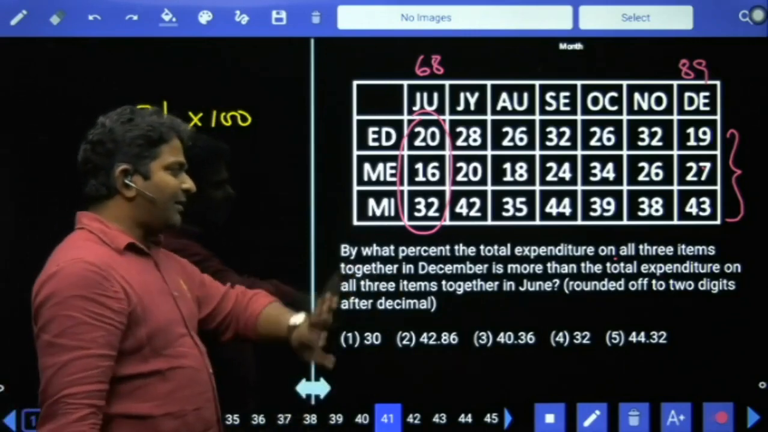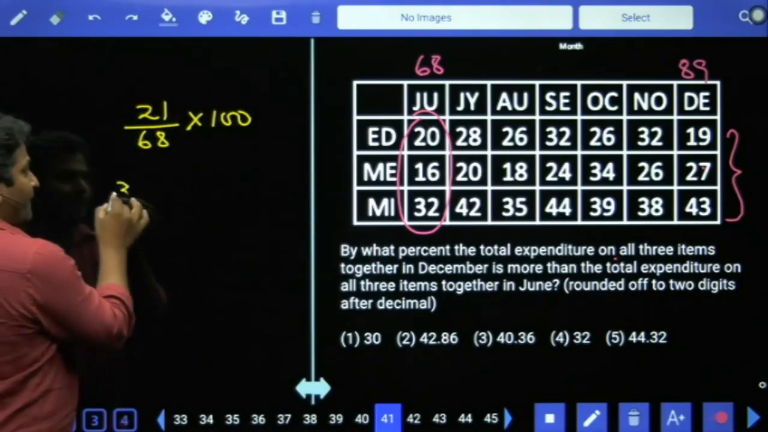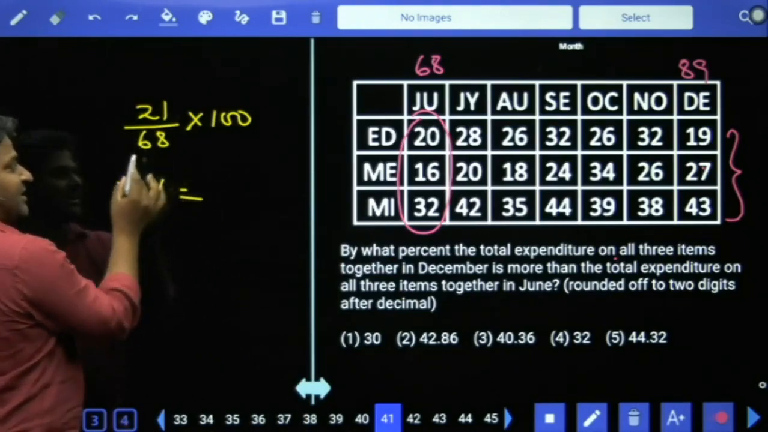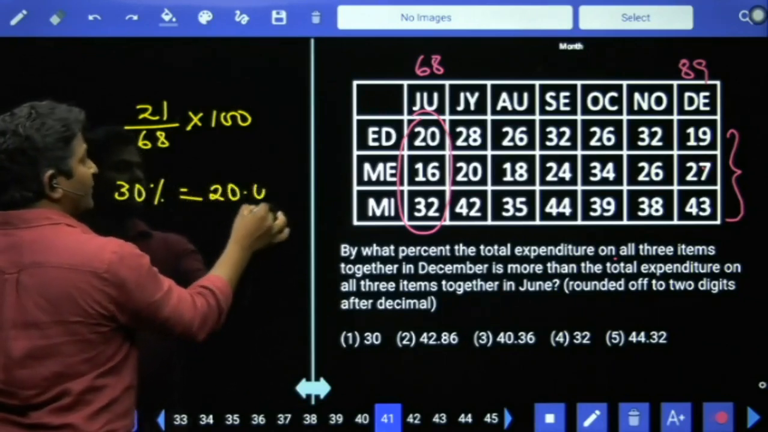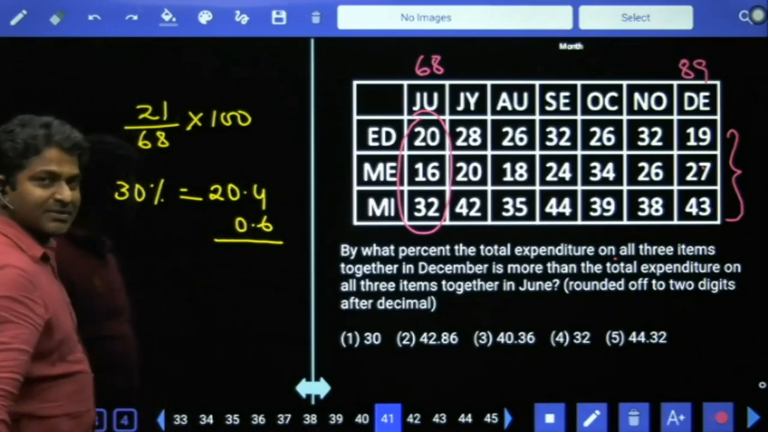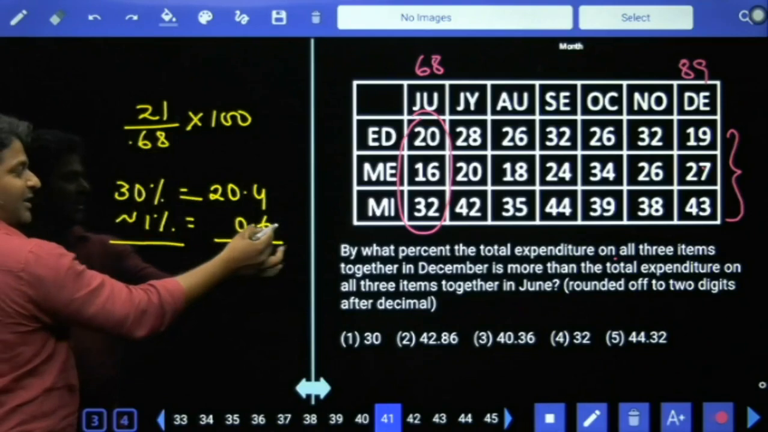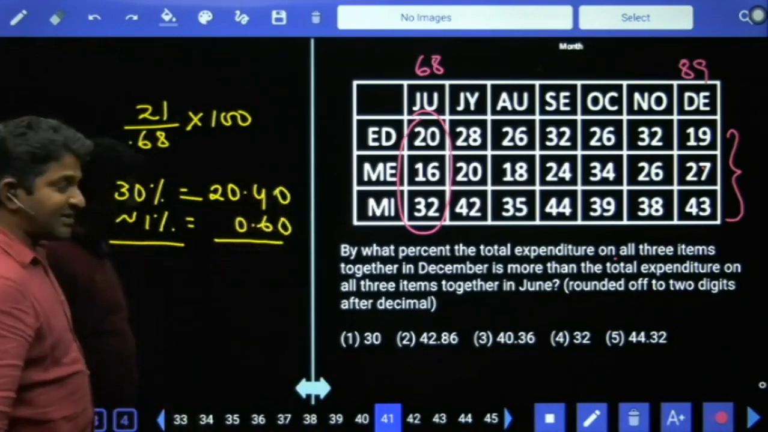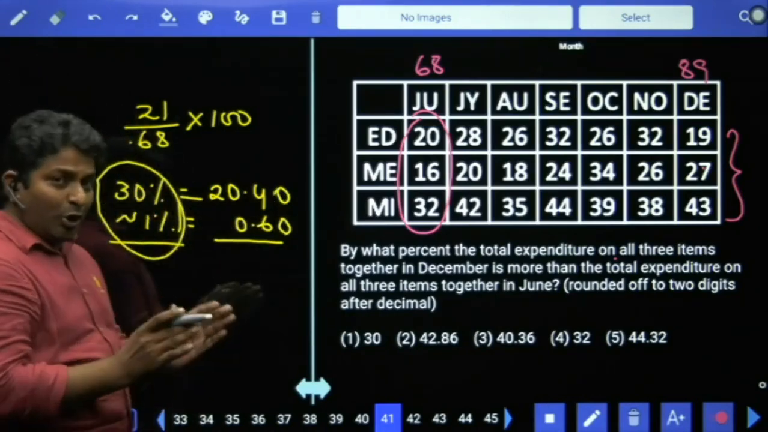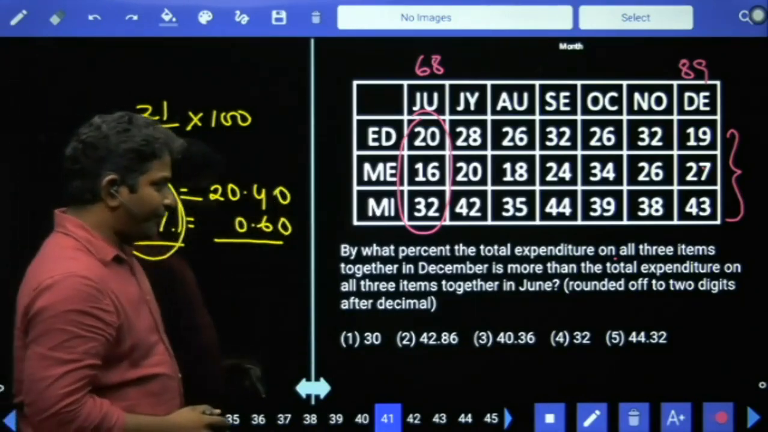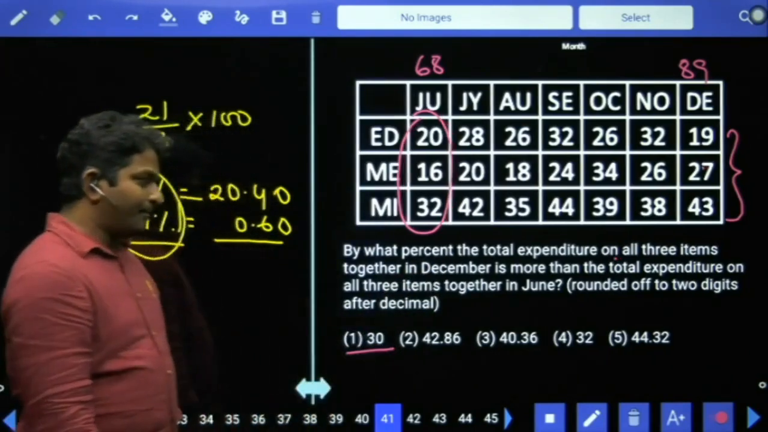And we were asked to calculate percentage. 10 percentage is 6.8. 30 percentage is 20.4. To this again we have to add 0.6. That is approximately 1 percentage. 1 percentage is 0.68. But we have to add 0.60, so it should be less than 1 percentage. So total value should be close to 31, but less than that. Rounded off to 2 digits after decimal, 30 point something should be there.